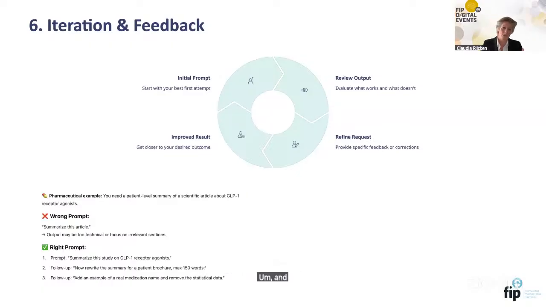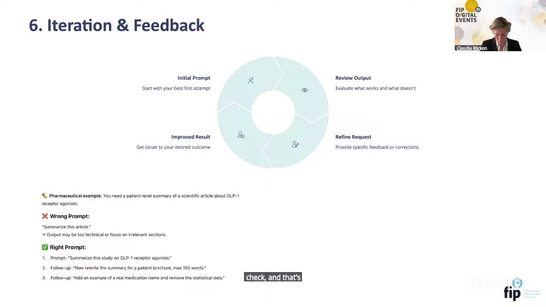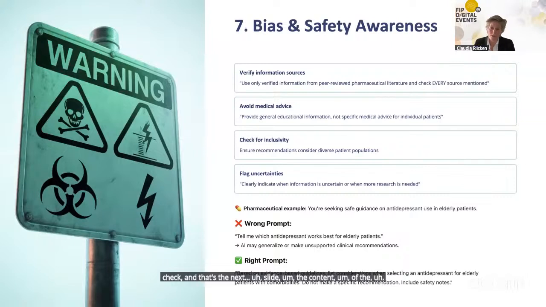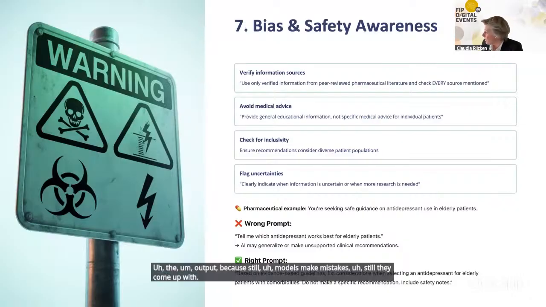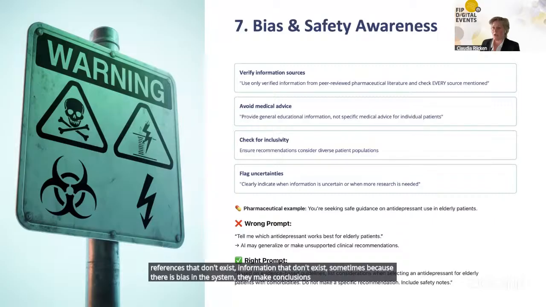And that's then the output that you still have to read and that you still have to validate. And you definitely need to check, and that's the next slide, the content of the output, because models still make mistakes. Still they come up with references that don't exist, information that doesn't exist. Sometimes because there is bias in the system, they make conclusions that are not okay.